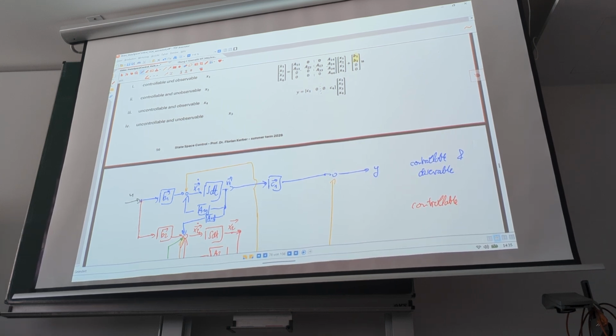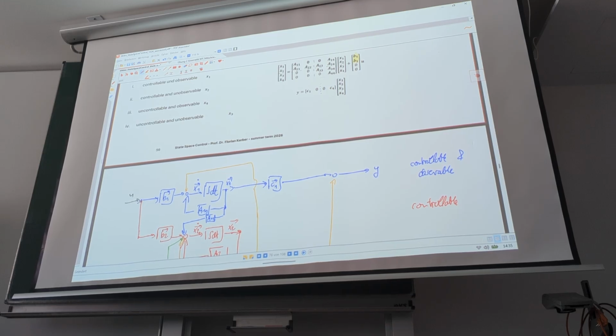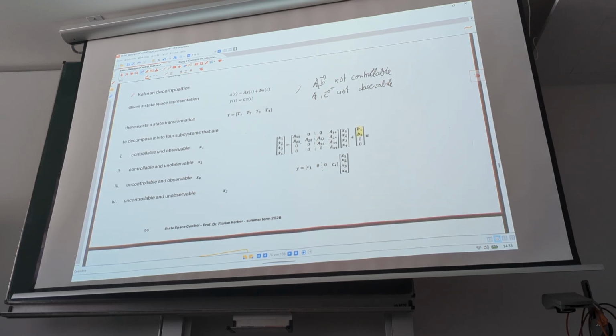Any more questions here? Yes? Is there a practical reason why we do this Kalman decomposition with the transformation and so on? Because I can just look at the controllability and observability matrix to determine if it's observable or controllable. Exactly. So what this allows us is to identify the modes. A mode which is controllable but not observable and so on. I can identify the parts of the state space which have which property. So these can be associated with actual modes in the system.